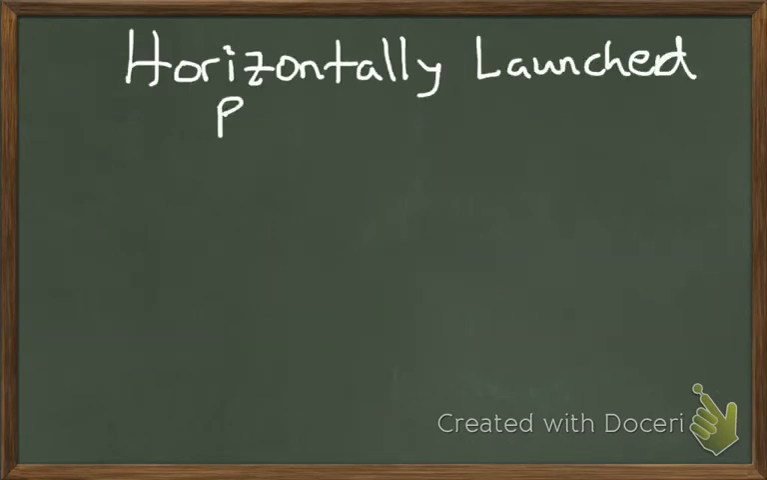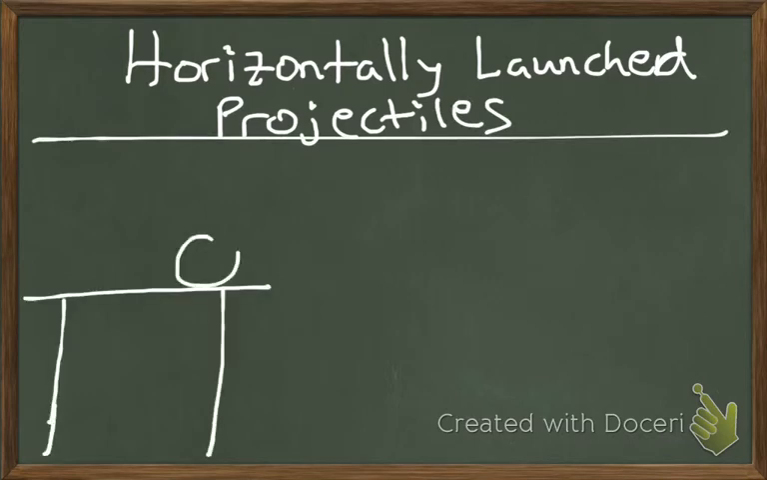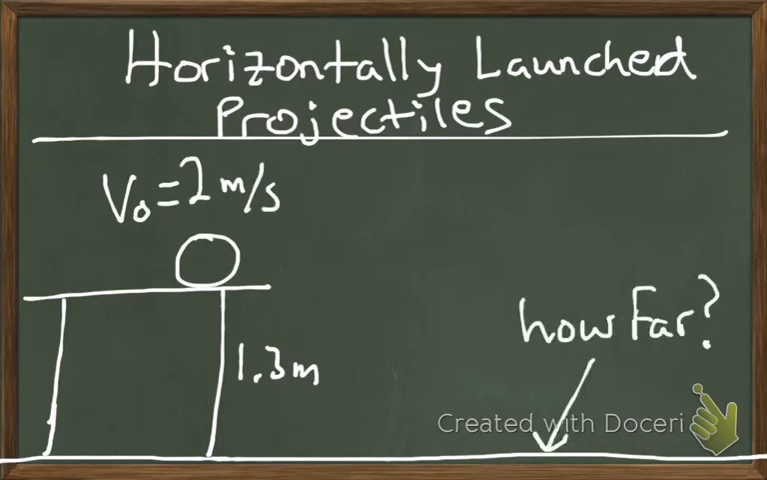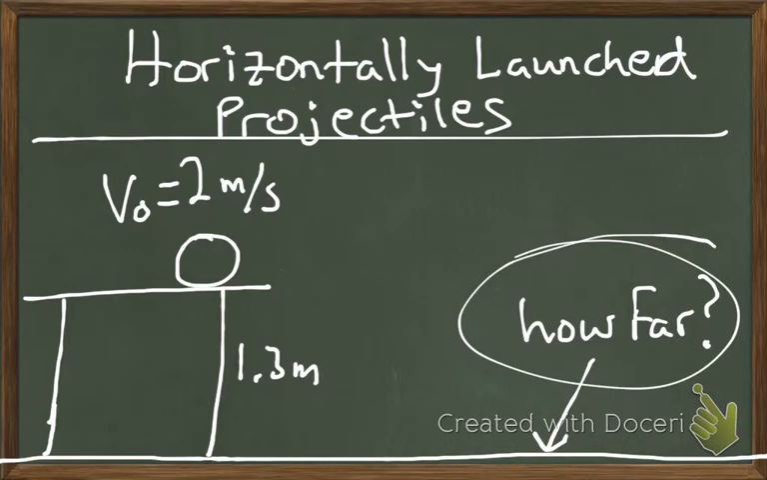Alright, so let's go through an example. I'm going to roll a ball off a table, and it's going to leave perfectly horizontally. So that means our initial velocity here is exactly in the x direction. So here's our problem. How far is it going to go? If it leaves the table at 2 meters per second and the table is 1.3 meters high, how far does it go? So we're going to look for this variable x. The x distance from the edge of the table to where it lands, this is what we're interested in here.